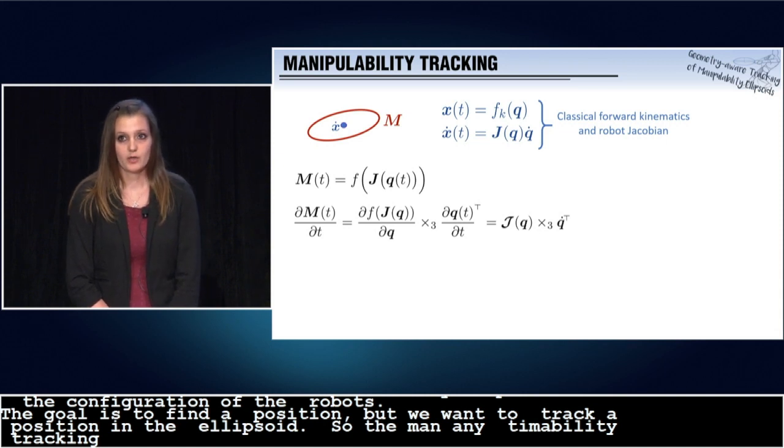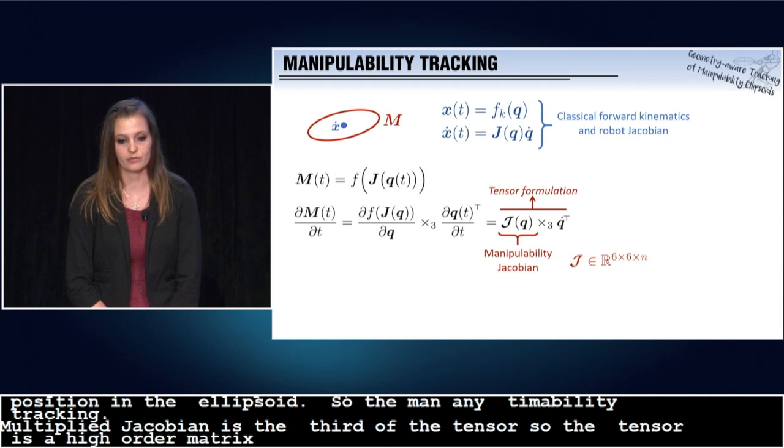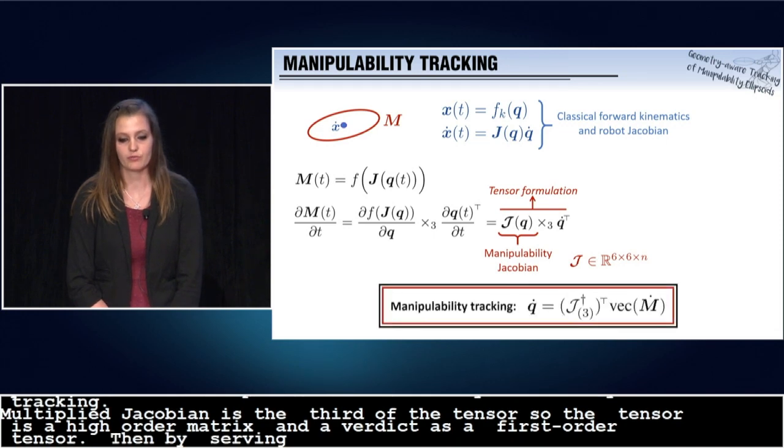The manipulability Jacobian is a third-order tensor. So a tensor is a high-order matrix. So a matrix can be seen as a second-order tensor and a vector as a first-order tensor. Then by solving this equation for the joint velocity, we can find the following manipulability tracking formulation.